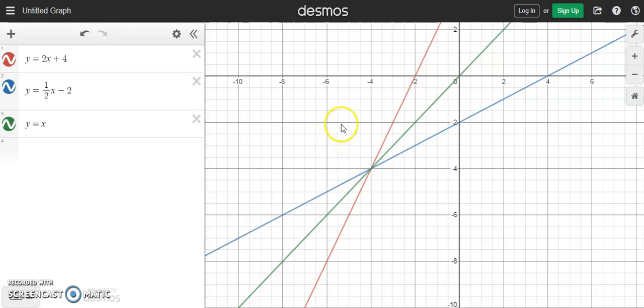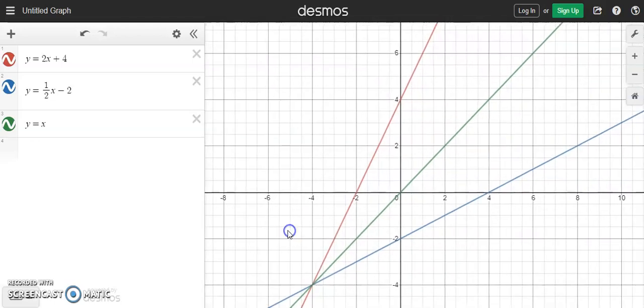And so the reason I graphed that green line is so that you can see that all of the points on the red line are just reflected across that green line, right? So no matter where I am, that green line is exactly in the middle of the red line and the blue line.